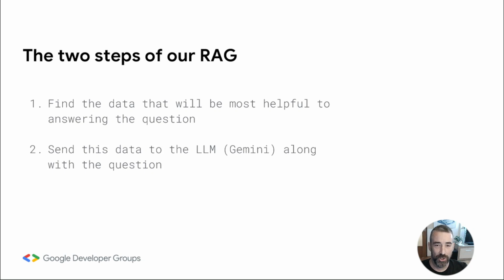The RAG, Retrieval-Augmented Generation system. So what's the point of it? What's the difference between this and Gemini or ChatGPT?